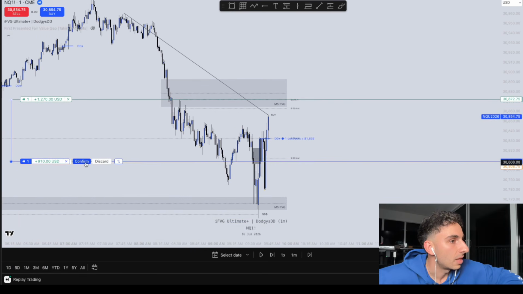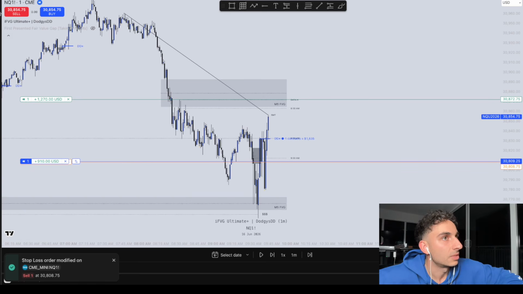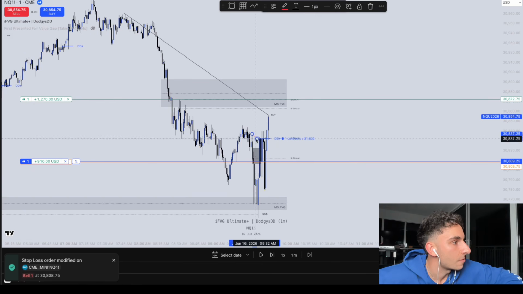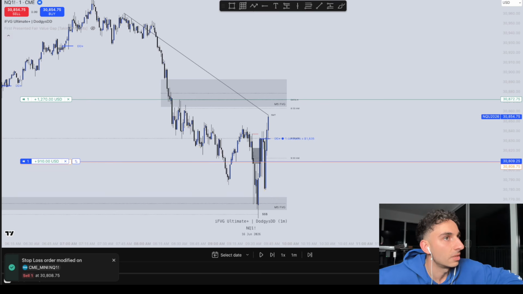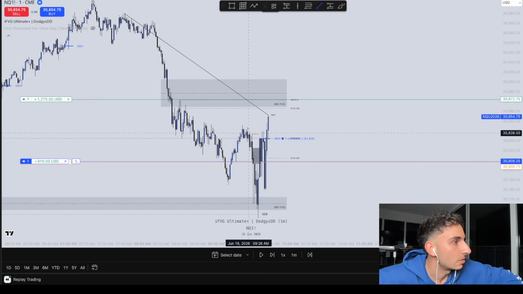So the indicator gives you a break even spot, which was here, I think. The way the break evens work with the indicator is the closest high is gonna be your break even spot. The next high is gonna be your TP1, and then the next high is gonna be your TP2.